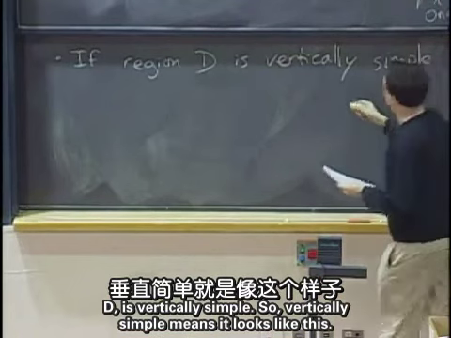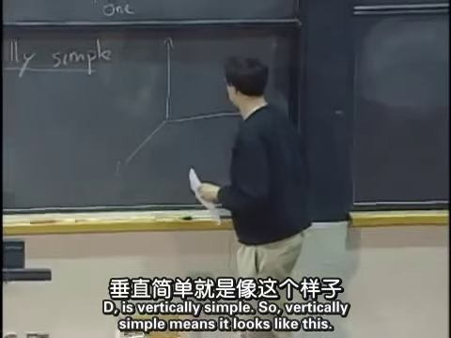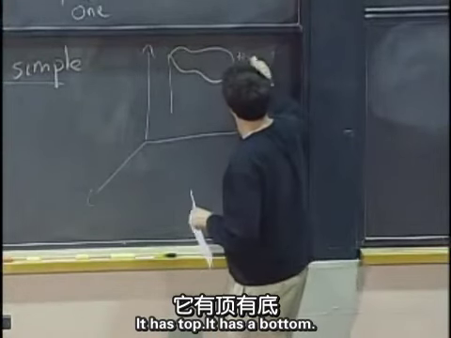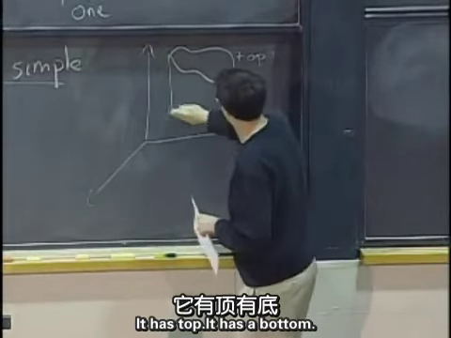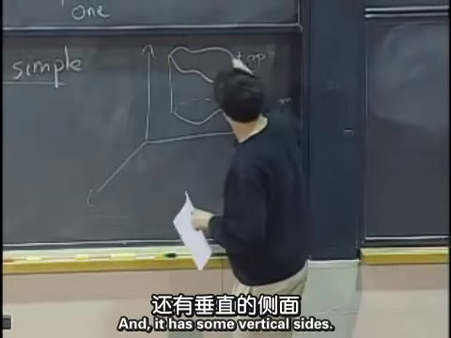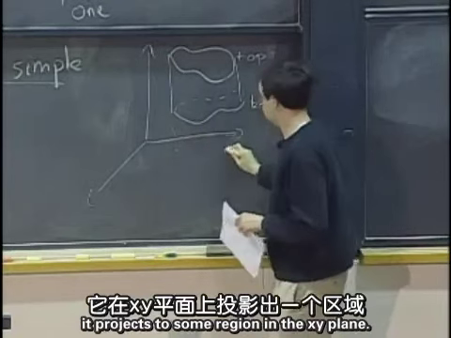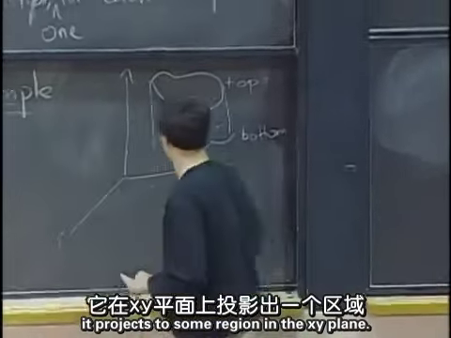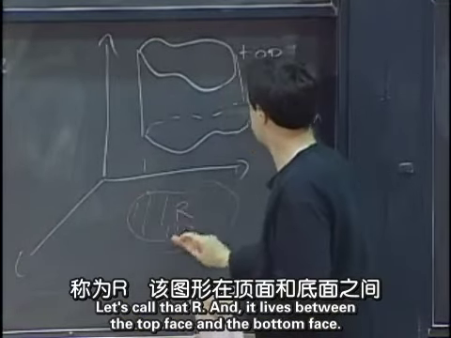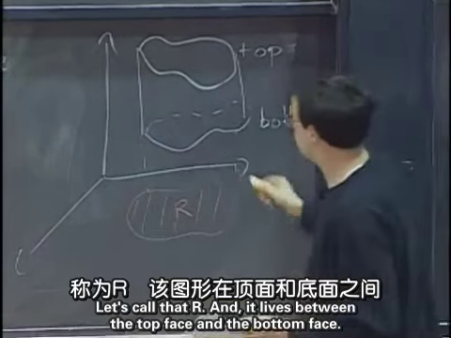So vertically simple means it looks like this. It has a top, it has a bottom, and it has some vertical sides. So if you want, if I look at it from above, it projects to some region in the xy plane. Let's call that R. And it lives between the top face and the bottom face.